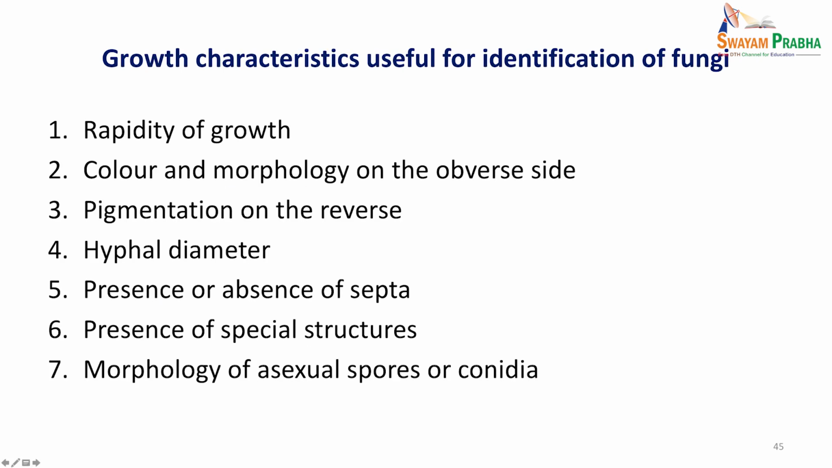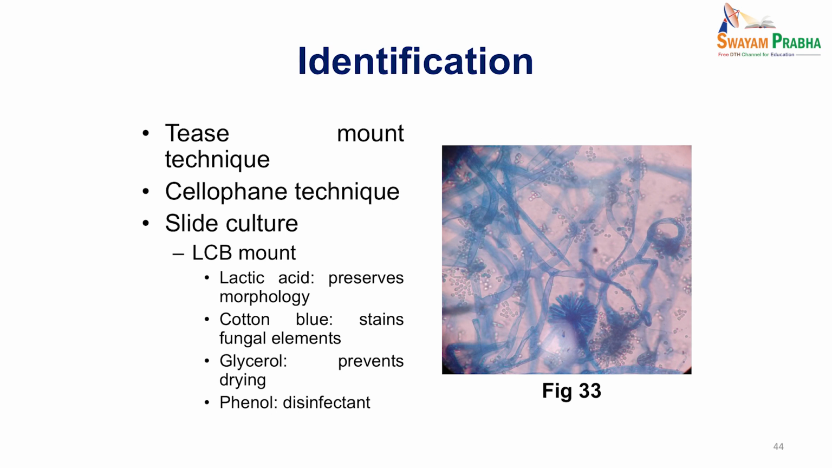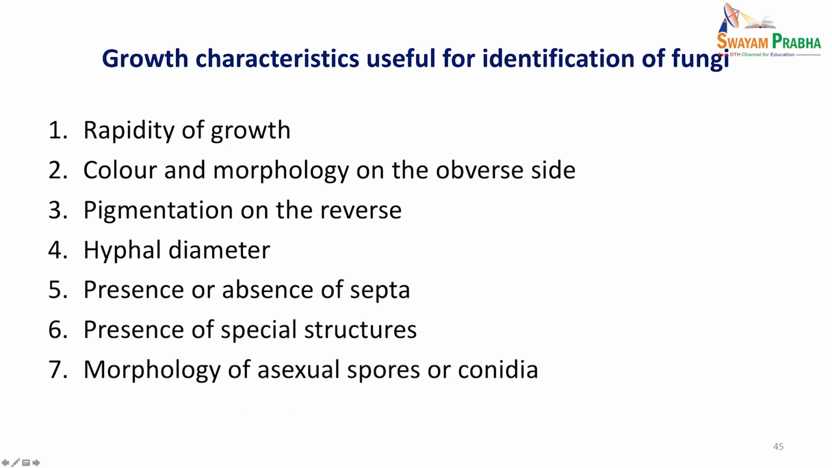Then, depending on how the growth is taking place, whether it is woolly growth, pasty growth, what colored growth it is, whether there is pigmentation seen or not, we make a smear from the culture, either by tease mount technique, cellophane technique, or by slide culture, and an LCB mount is made. What is LCB mount? It is lactophenol cotton blue mount, in which lactic acid preserves the morphology, cotton blue stains it blue, glycerol prevents the drying of the fungus, and phenol acts as a disinfectant. So, the structures stain blue like this. Further, depending on the presence or absence of septa, presence of asexual structures, presence of special structures like pectinate hyphae and others, you identify the different fungi.